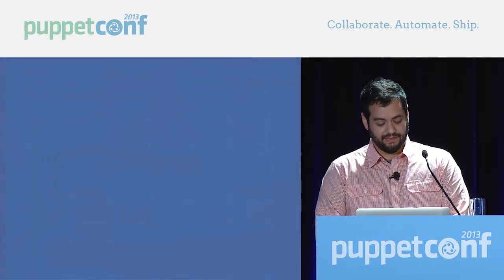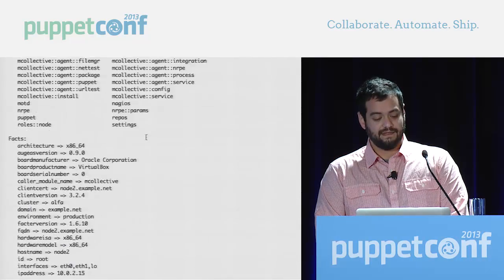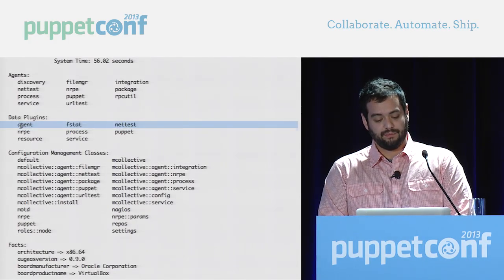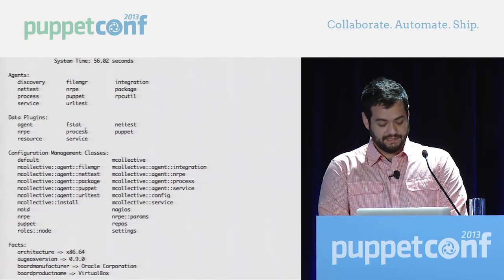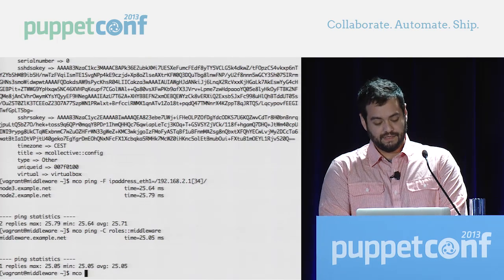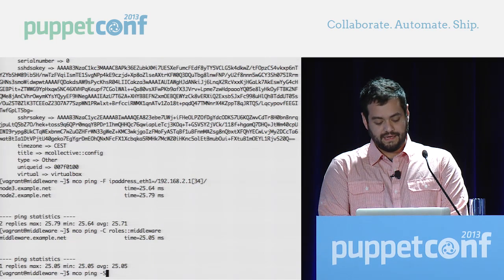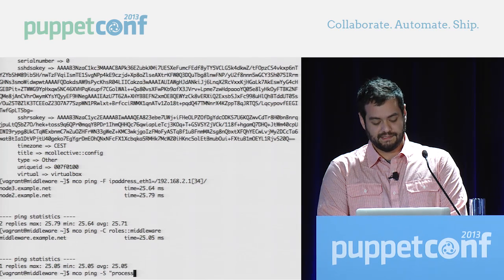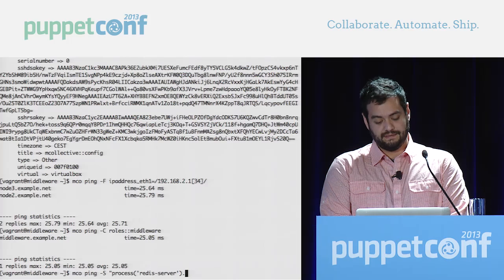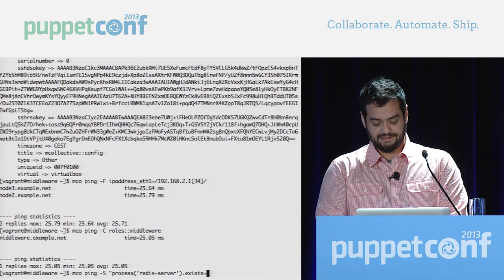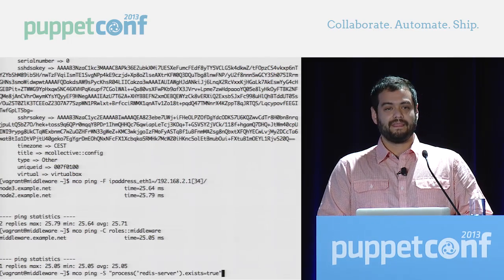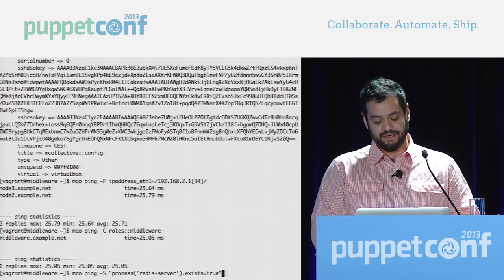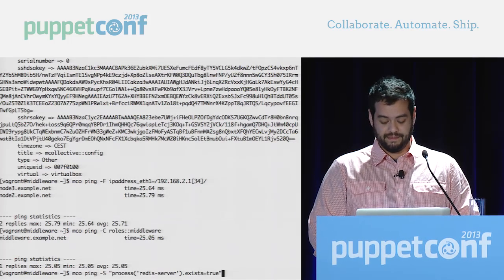So in an example here, we can go back up to that inventory output, and we see we have a number of data plugins. We have process, service, devstat. Not going to show all of them, but let's take a look at, say, the process one. So let's ping any node that has a process called redis-server. And I think exists is the syntax. So the unfortunate thing about the data filters is that the syntax is kind of obtuse and tough to remember. But if you're doing stuff programmatically, then maybe it's not such an issue.